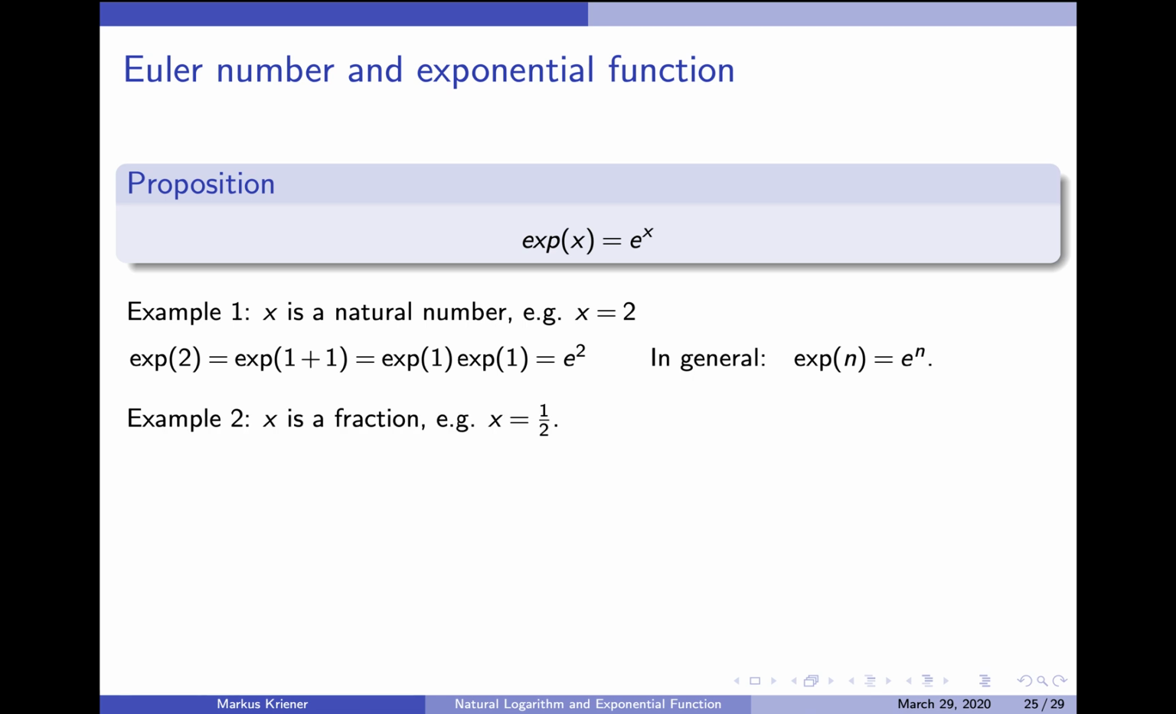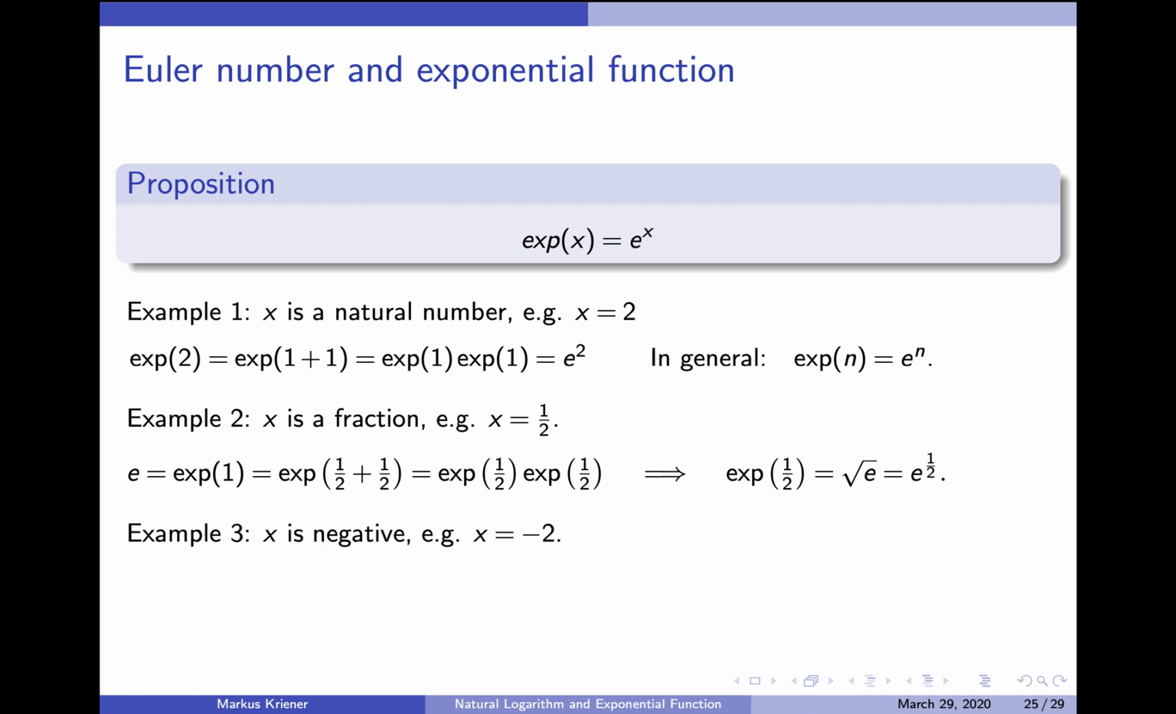As a second example, we look at a fraction, for instance x equals 1/2. By definition, e is exp of 1. We can write 1 as 1/2 plus 1/2. Again, the characteristic property. Now we have e is equal to exp of 1/2 squared. If we take the square root on both sides, we get what we want.